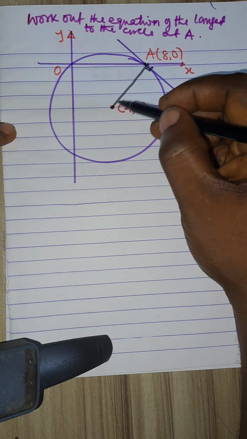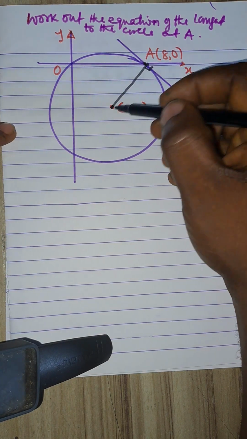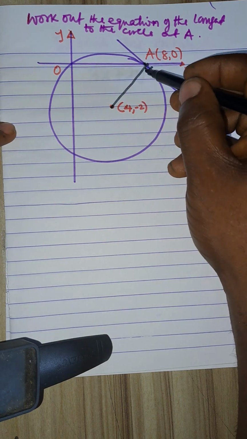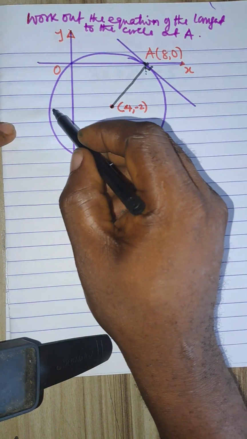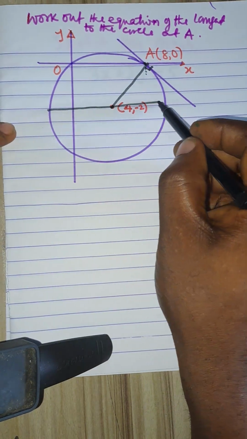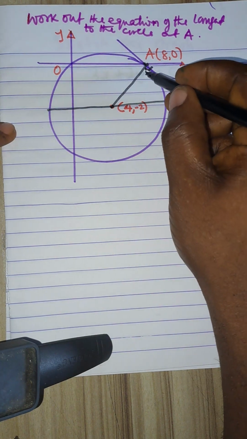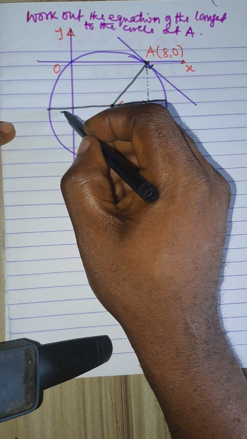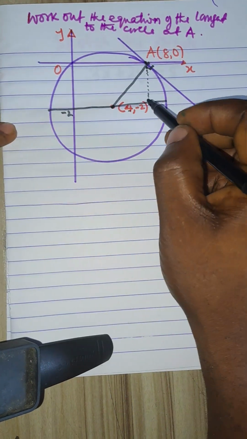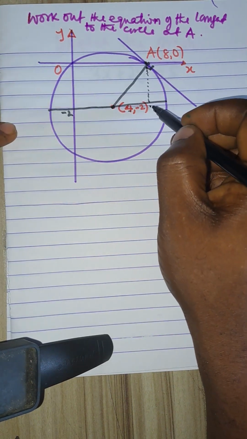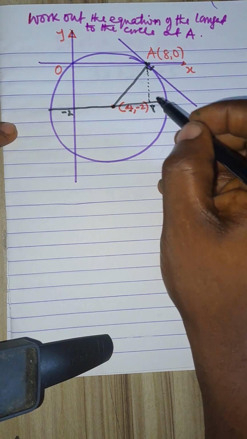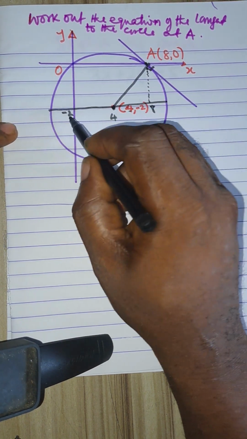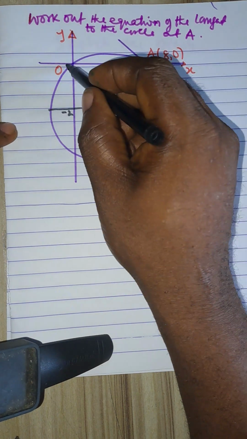Now the slope of this line, if you try joining, this is a diameter. At this point here, y is -2. X at this point is 8. See that? X is 8. But at this point, x is 4. But at this point, y is 0.